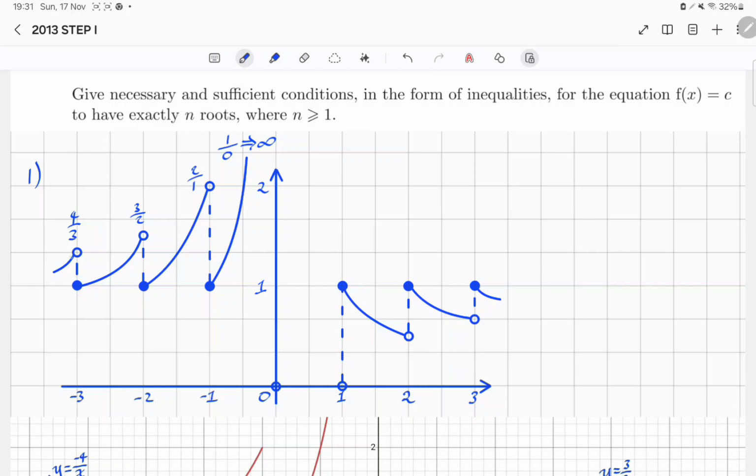Here, you'll notice that the top ends of these graph sections are 4/3, 3/2, 2 over 1, and what would appear to be 1 over 0, but is in reality infinite, because 1 over 0 is undefined. These all seem to be of the form n over n minus 1, and therefore a necessary condition for f of x equals c to have n solutions is the combination of the sufficient conditions for the left-hand side of the graph and the sufficient conditions for the right-hand side of the graph.